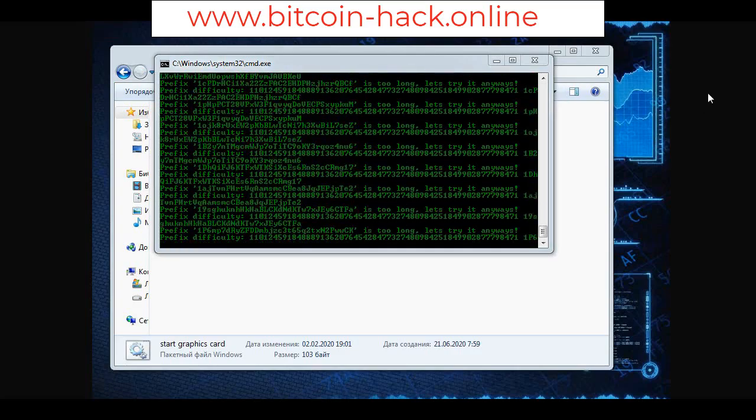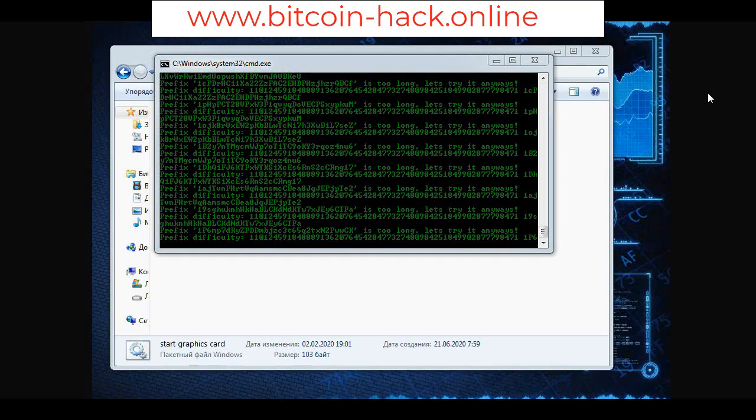And this generation occurs up to several million addresses per second, depending on the power of your computer. But even with a weak computer, there is a high probability of finding matches. Keep in mind that the probability of finding a match is more luck than mathematical calculation.